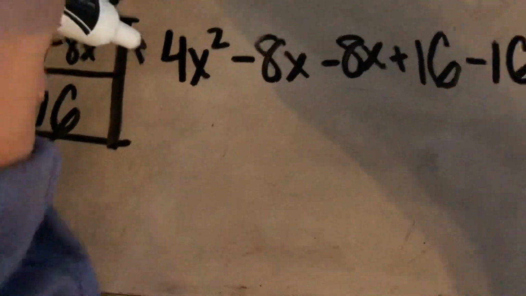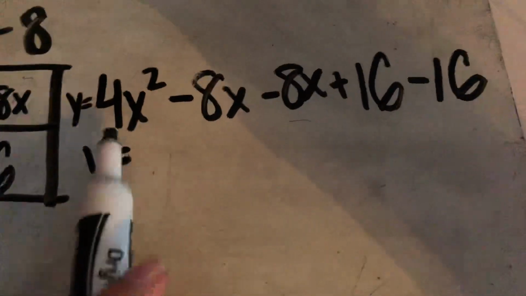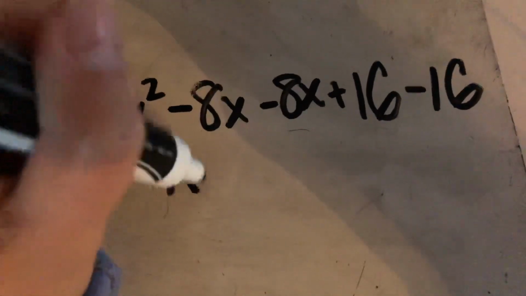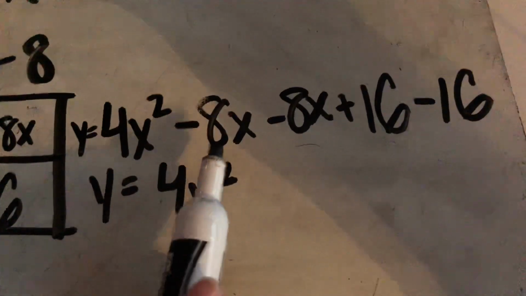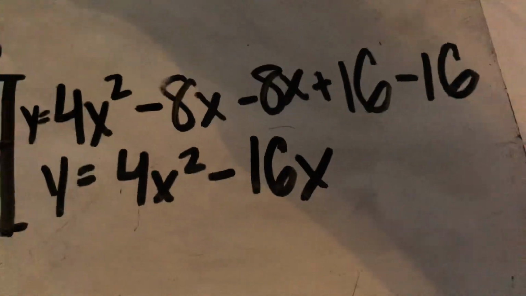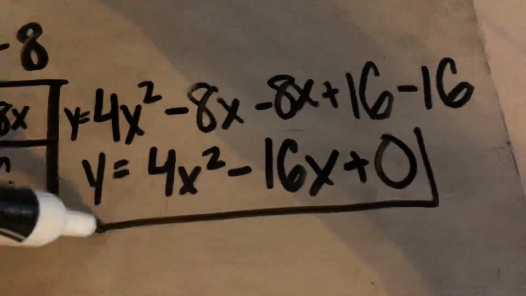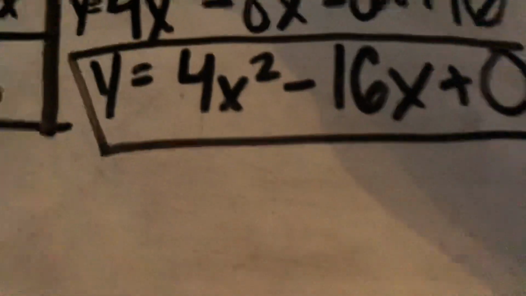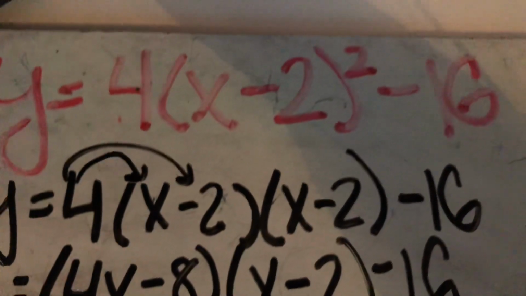Now I could set my equation equal to y and combine like terms. There's no other x squared terms, so 4x squared goes first. Then we look at the x terms, negative 8x and negative 8x make negative 16x. Then we look at the constants, 16 minus 16, that makes 0. So this is our standard form equation that we got from this original equation in Vertex form.